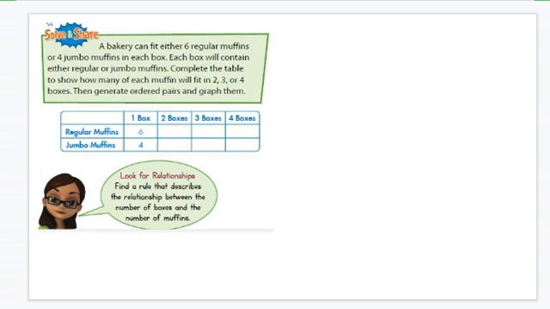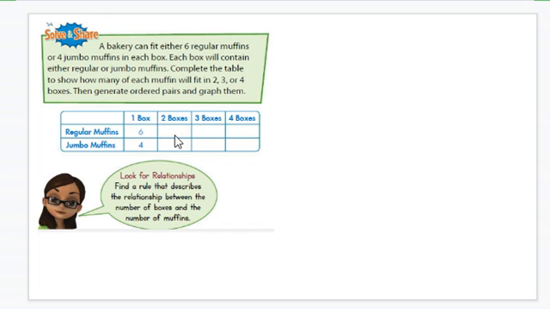A bakery can fit either 6 regular muffins or 4 jumbo muffins in each box. Each box will contain either all regular or jumbo muffins. Complete the table to show how many of each muffin will fit in 2, 3, or 4 boxes. And then it asks us to generate ordered pairs and graph them.